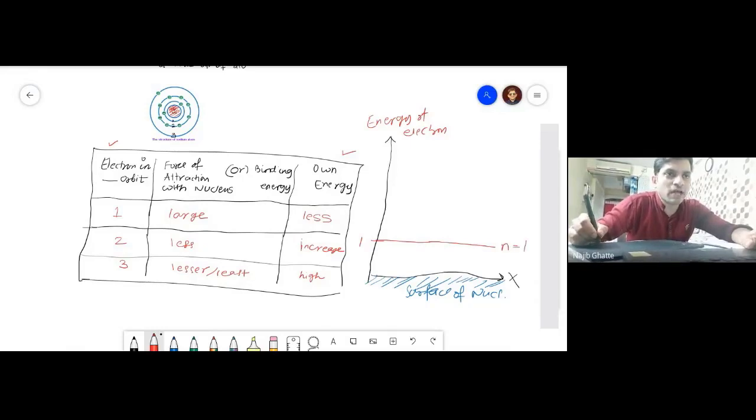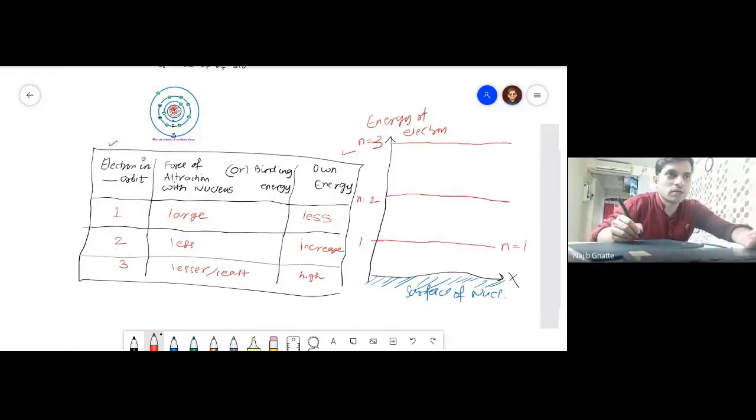But if you talk about the energy of an electron in the second orbit, it is increasing. So this is at n equal to 2. It has increased, right? And if we talk about n equal to 3, energy is very, very high. It is somewhere over here, n equal to 3, right? Okay. I hope you're understanding.